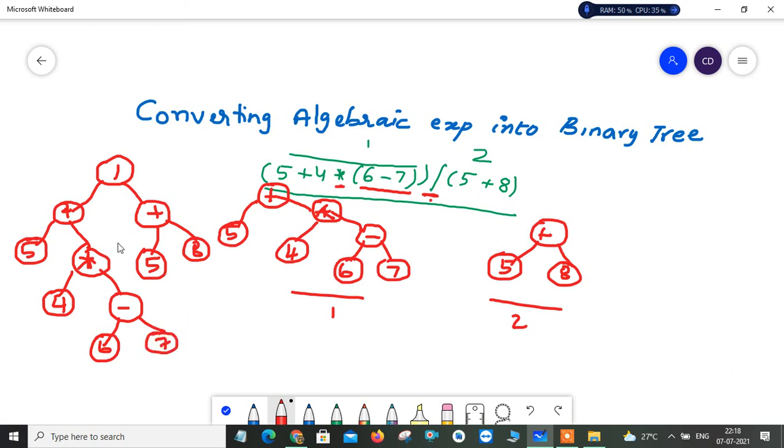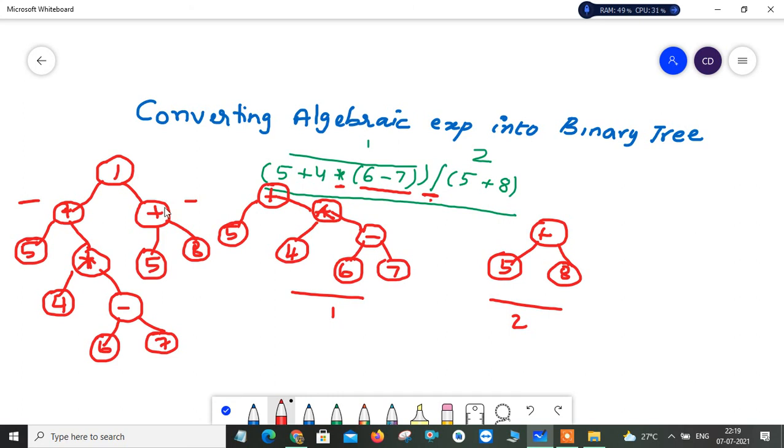So this is your answer actually. So how is this expression evaluated? Now 6 minus 7 happens, and after the subtraction the result will be multiplied with 4, and then that will be added to 5. Before doing the division operation, it will add 5 plus 8, and the content is available here. Now it can divide these two terms.